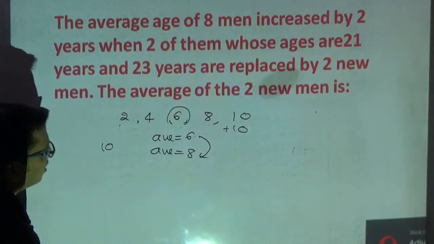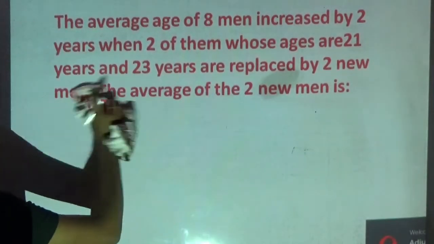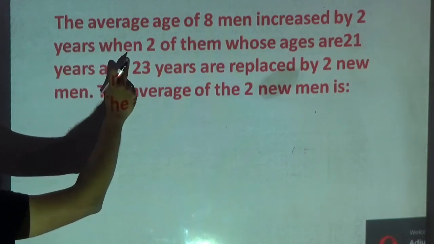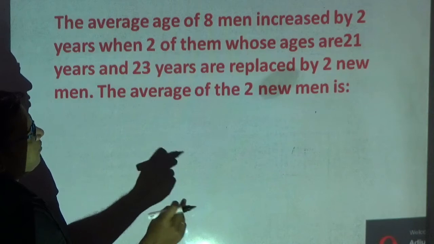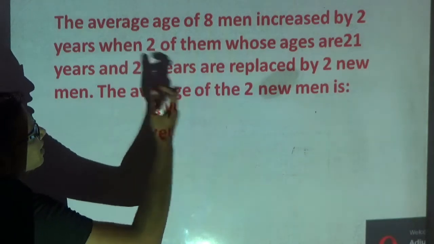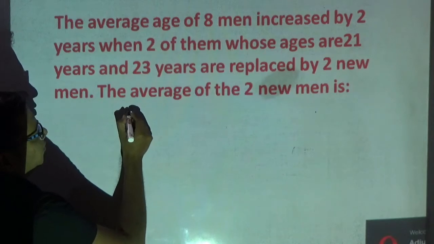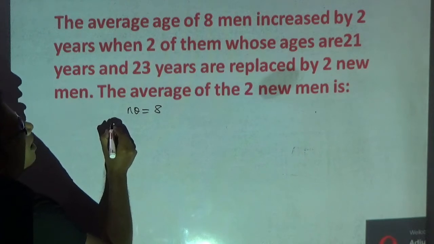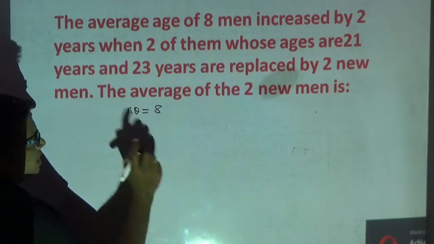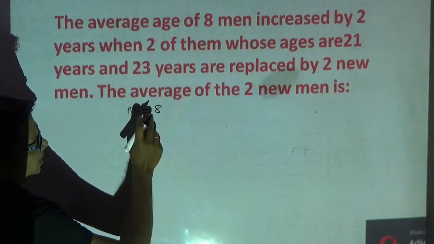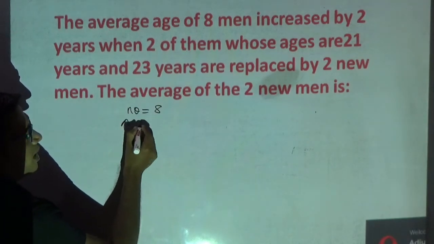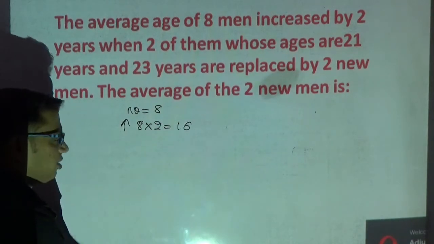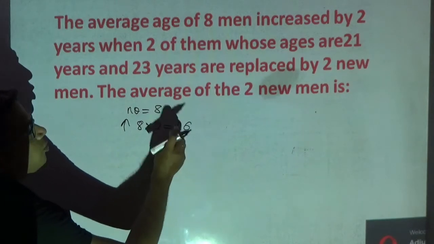Correct? Now, similarly here, how many men are there? 8 men are there. The average increases by 2 years when two of them, whose ages are 21 and 23, are replaced. The number of men won't change. Average increasing by 2 means each number I have to increase by 2. Here, in total 8 numbers are there. Therefore the increase should be 8 into 2, that is nothing but 16. Instead of putting 2 for the 8 numbers, I can put 16 on those who are being replaced.